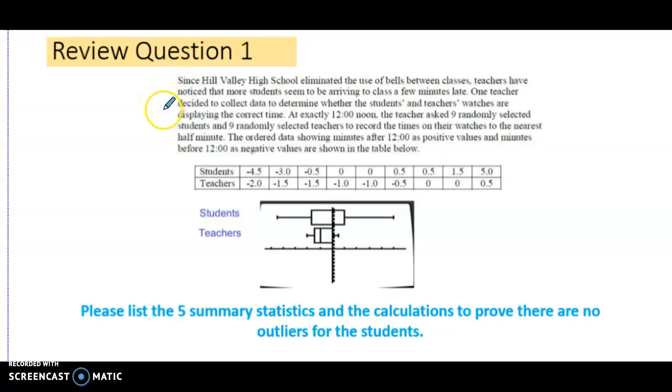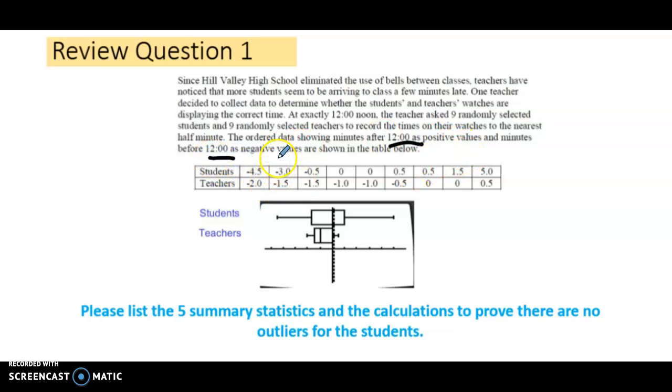Since Hill Valley High School eliminated the use of bells between classes, teachers have noticed that more students seem to be arriving to class a few minutes late. One teacher decided to collect data to determine whether the students' and teachers' watches were displaying the correct time. At exactly noon, the teacher asked 9 randomly selected students and 9 randomly selected teachers to record the times on their watches to the nearest half minute. The ordered data shows minutes after 12 as positive and minutes before 12 as negative.